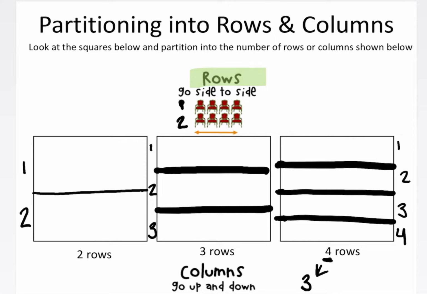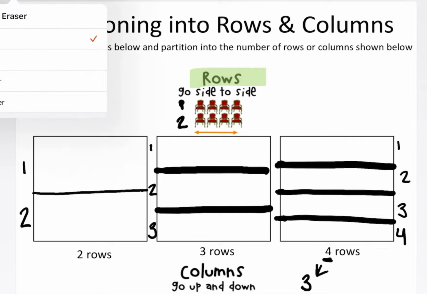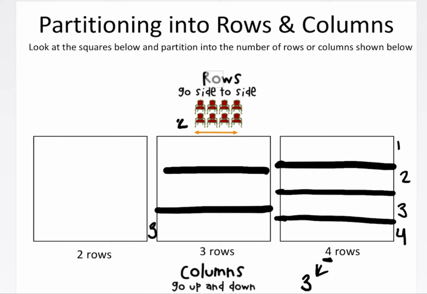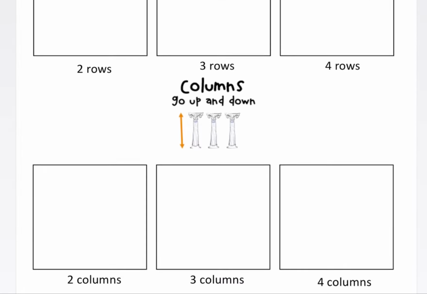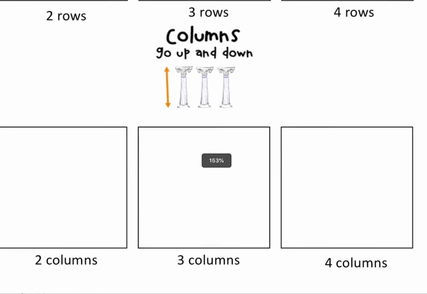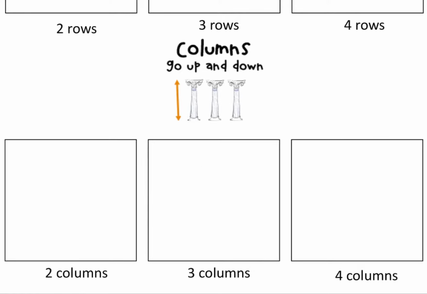Now we have another thing we're going to look at. Let's look at columns. So if rows go side to side, what do you think columns do? If rows go side to side, columns must go up and down, right? So rows go side to side and columns go up and down. So how many columns are here? Let's see, we have 1, 2, 3 columns.